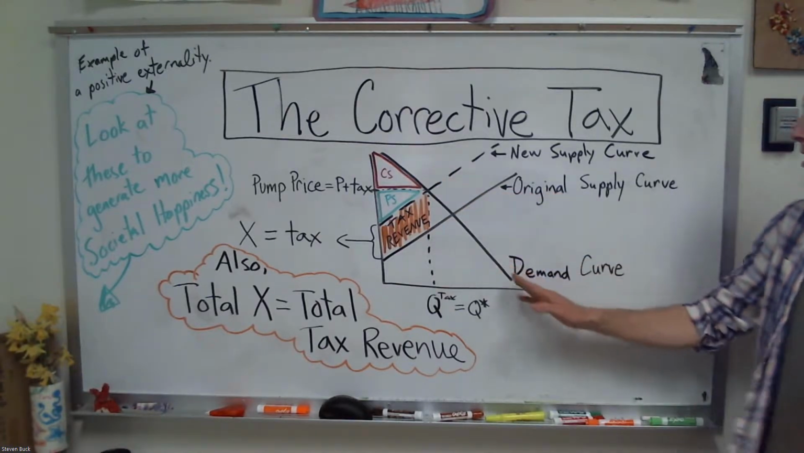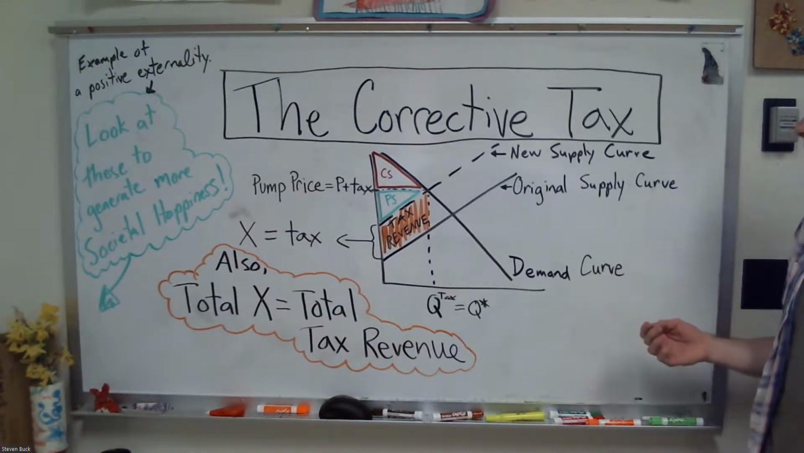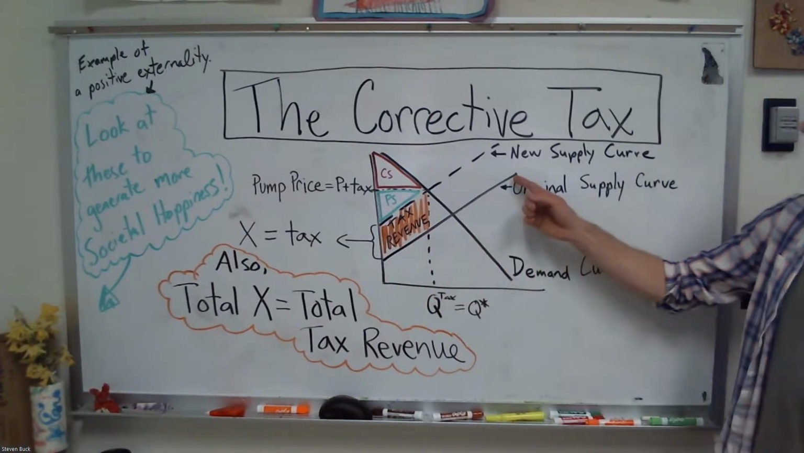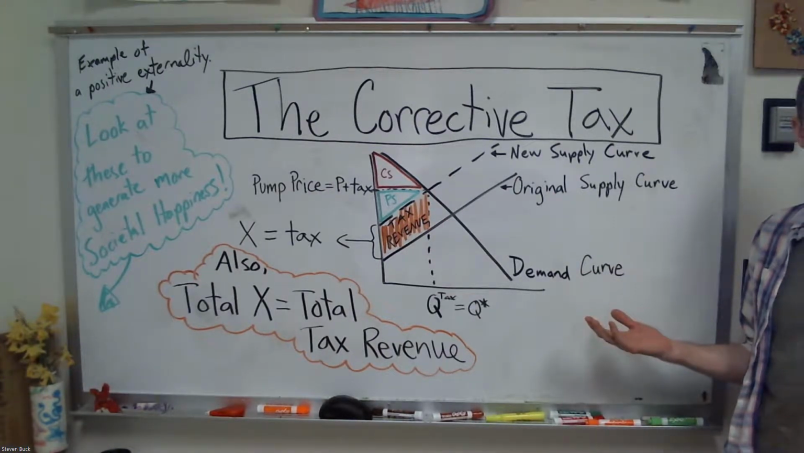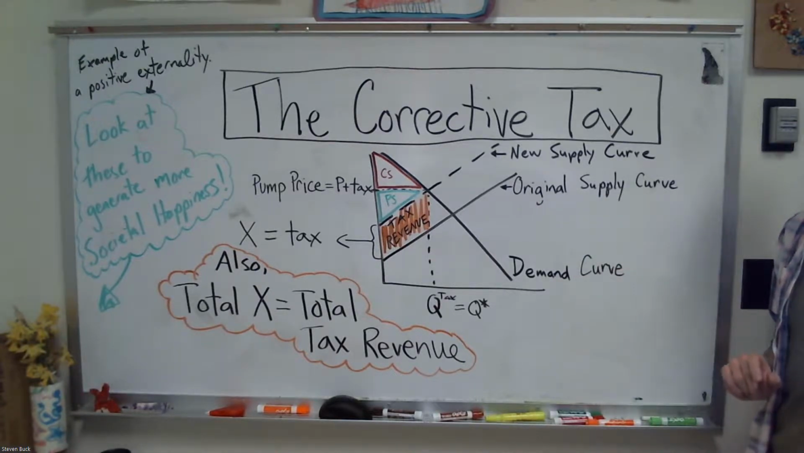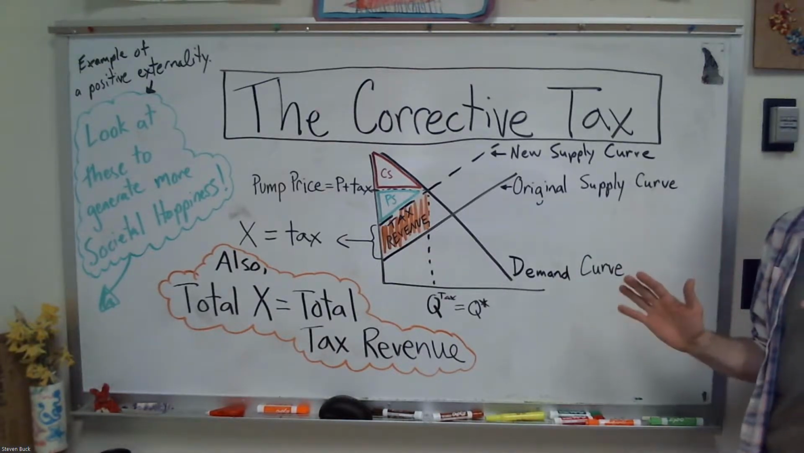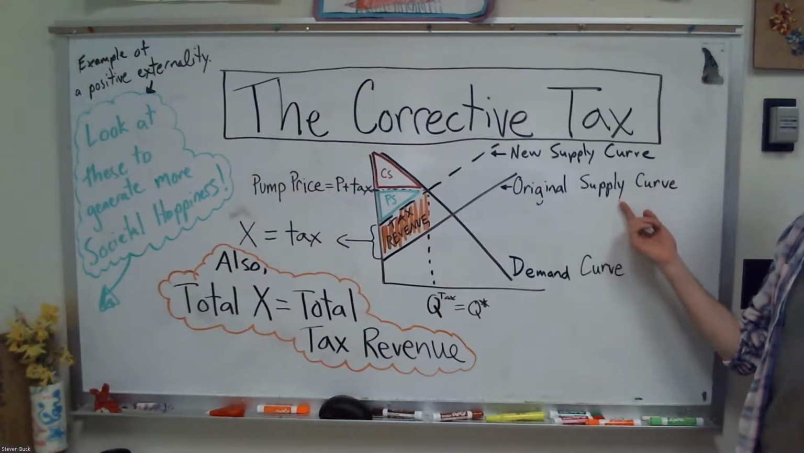We have our demand curve, which we can also think of as the private marginal benefit curve. We have our supply curve, which we can think of as our private marginal cost curve. I call this the original supply curve because before there's any corrective tax implemented, this is our supply curve.